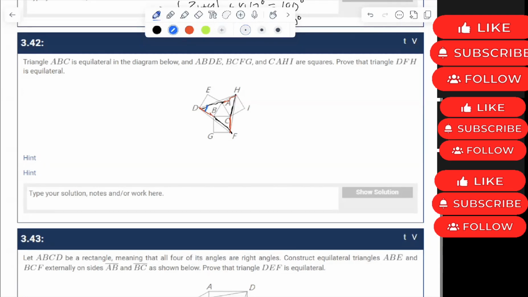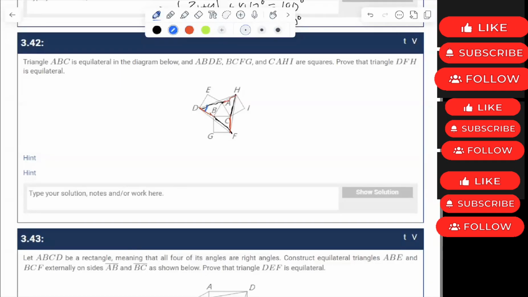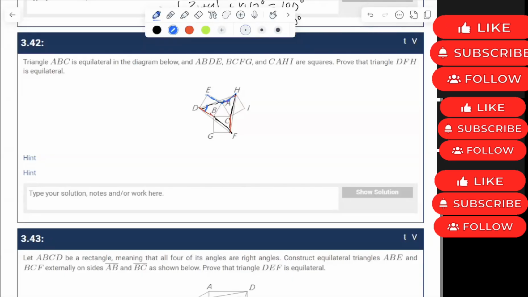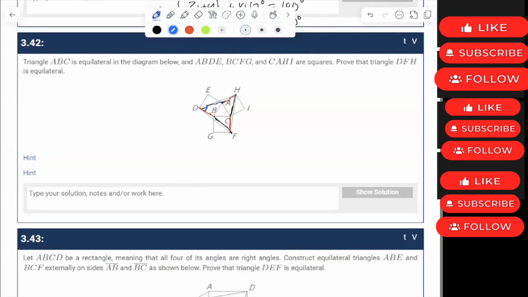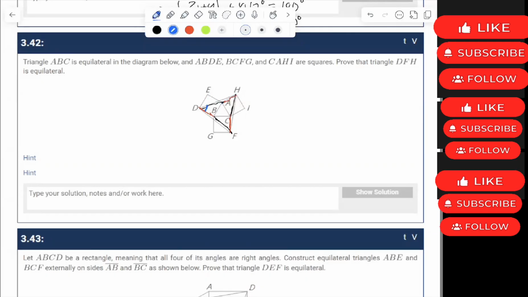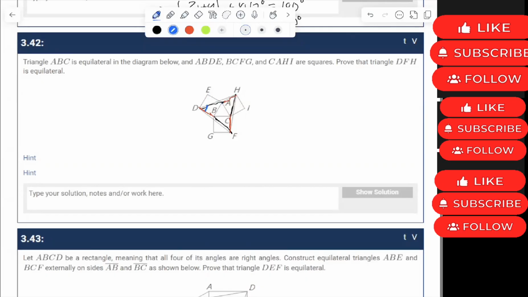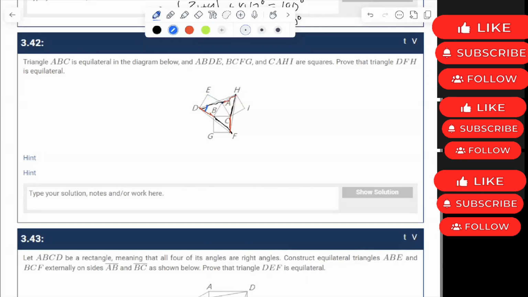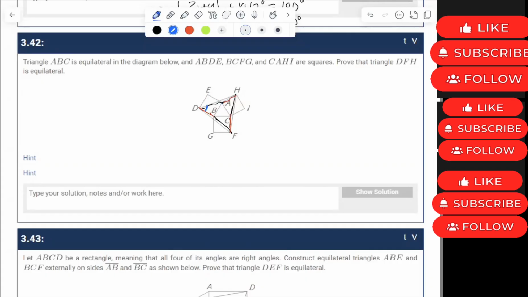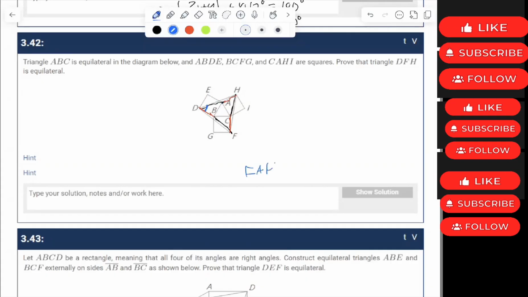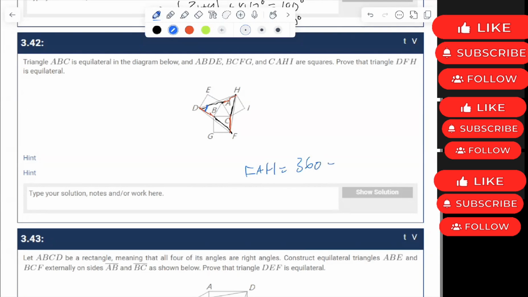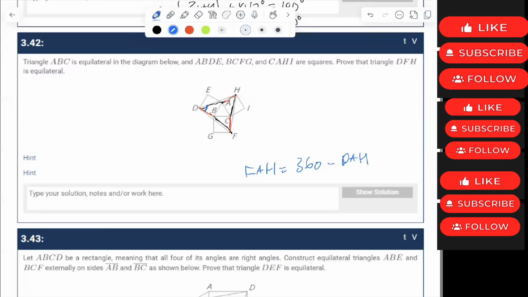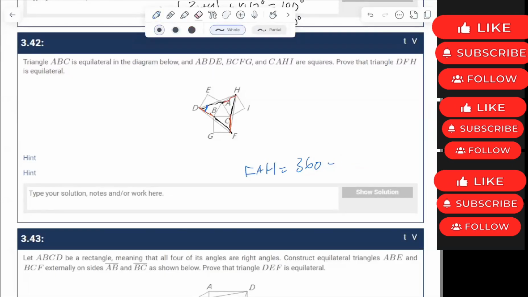Well, hmm, let's investigate this angle, EAH. I think we should investigate EAH because there's like a similarity over here, right? We're looking at EAD and EAH. Interesting one, right? Well, notice that EAH is 360 minus DAH. Oops, not DAH, it's EAH.